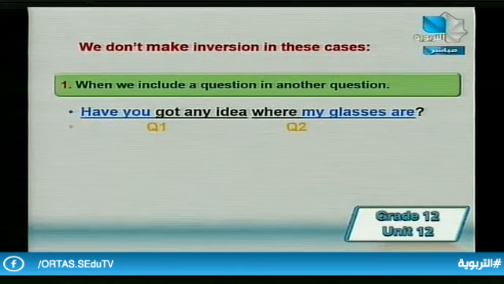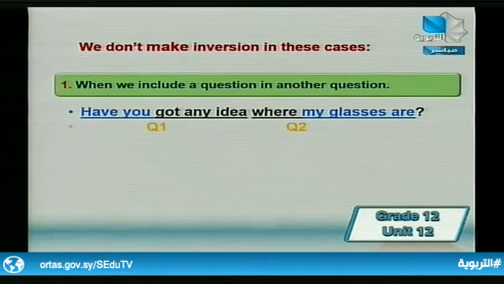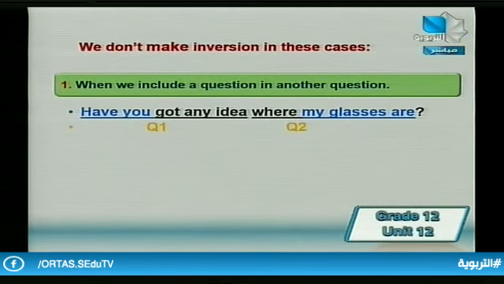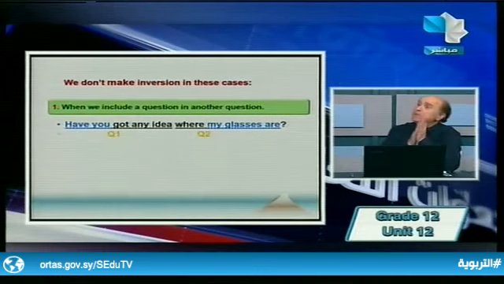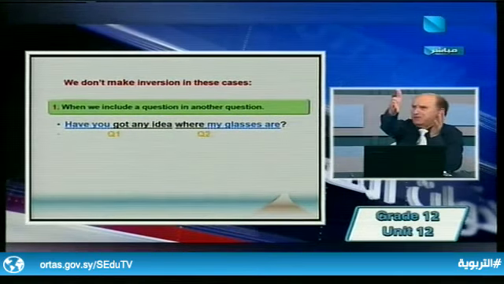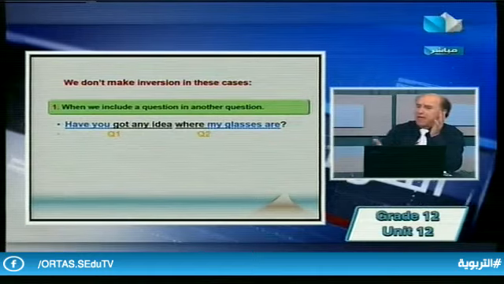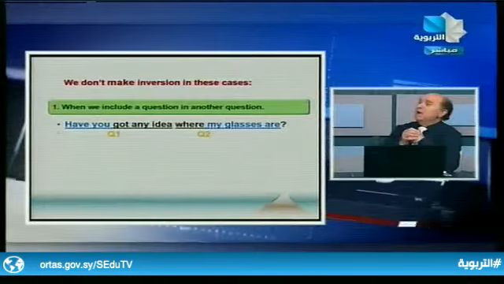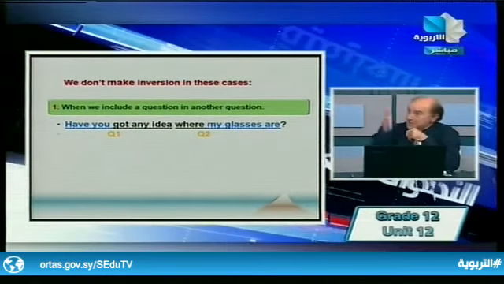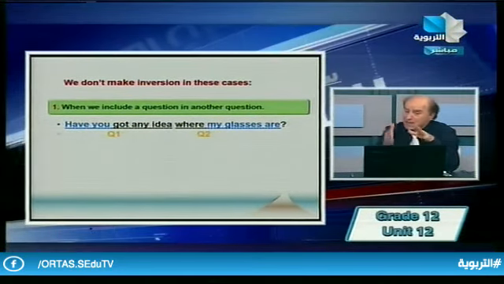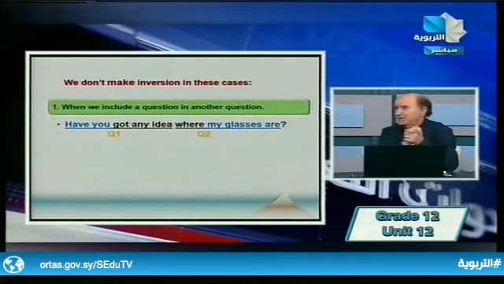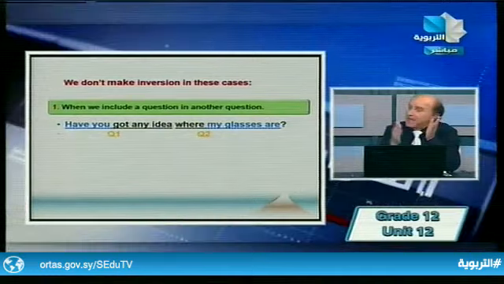The second one is included in the first. Sometimes in embedded grammar, we treat it like a statement. So here, in order not to have two direct questions, because here, "Have you got...?" is a direct question, and then "Where are my glasses?" are also direct questions. So here, in order not to have two direct questions, we have a direct question first.